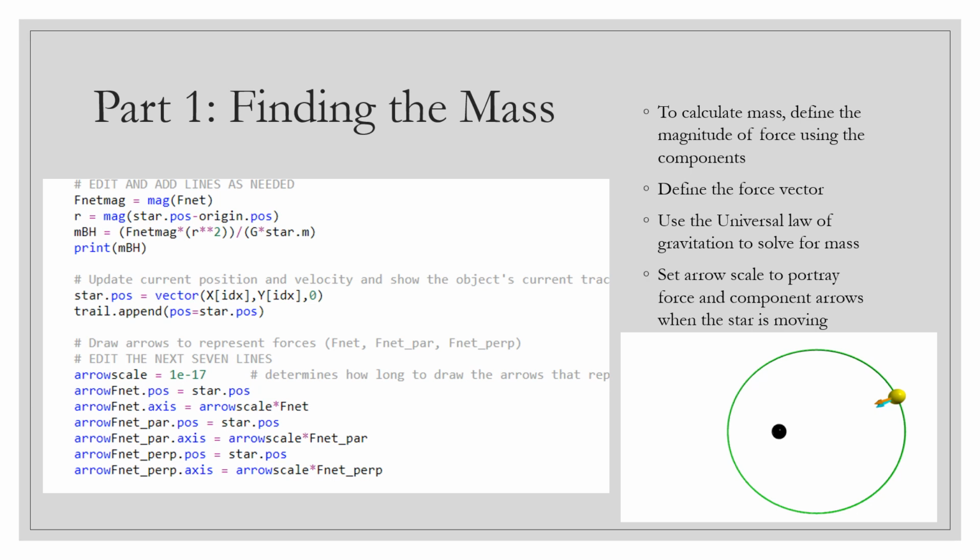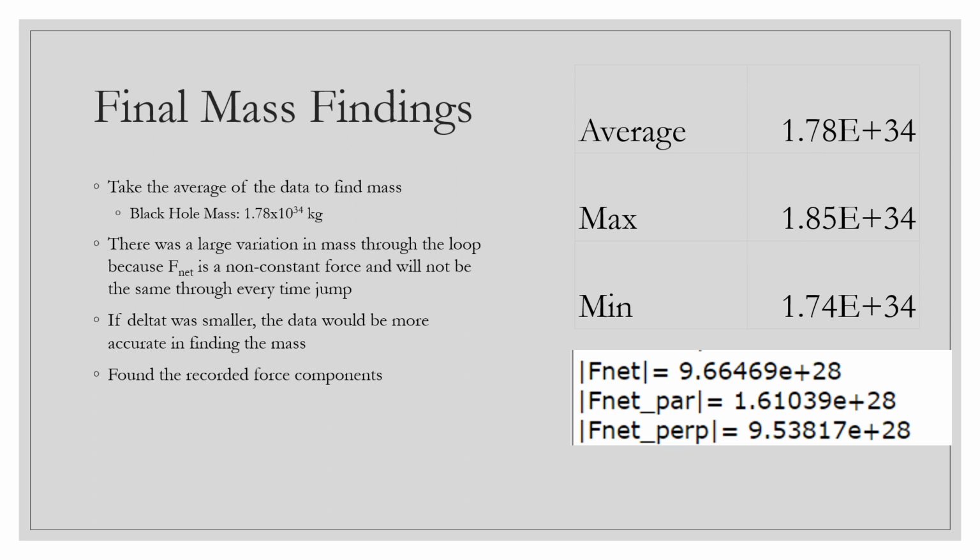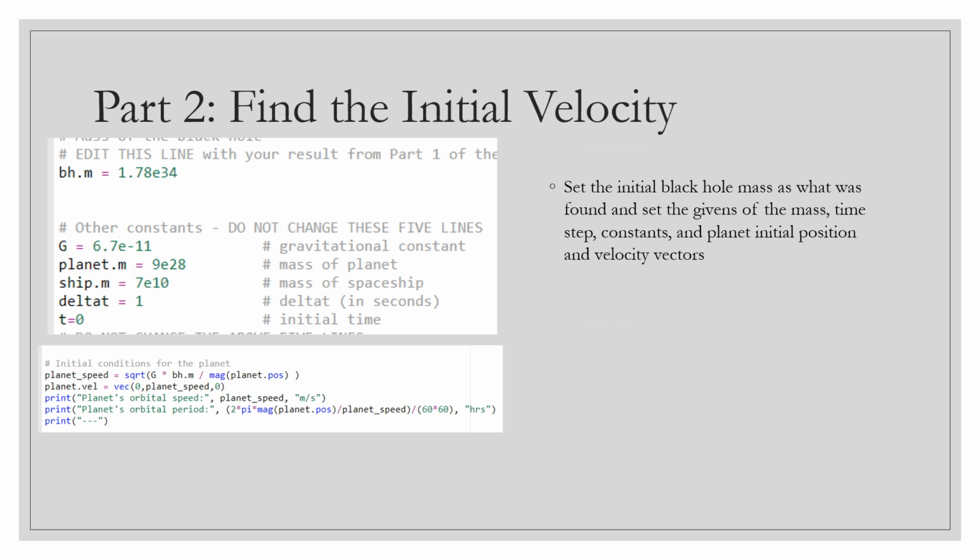In the loop this will update, but in the end we found that the final mass of the black hole was equal to the second law with F net mag applied. So to find the average or final black hole mass, it was 1.78 times 10 to the 34th, and there was large variation due to the non-constant force within the time step. We also found the recorded force components.